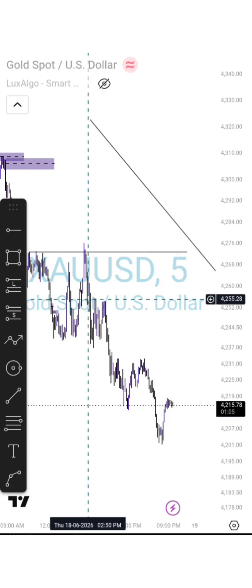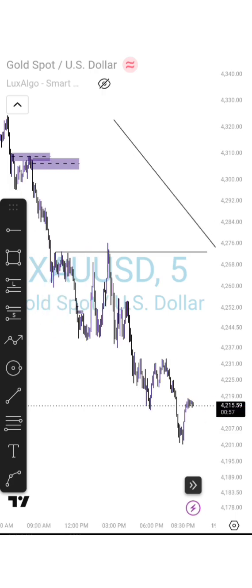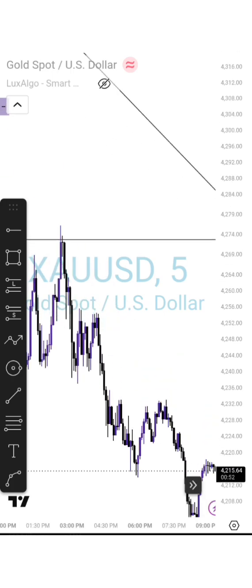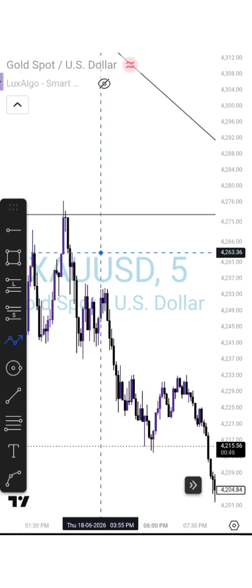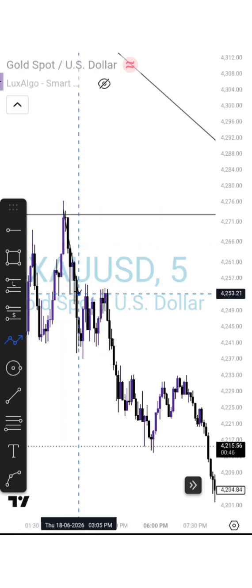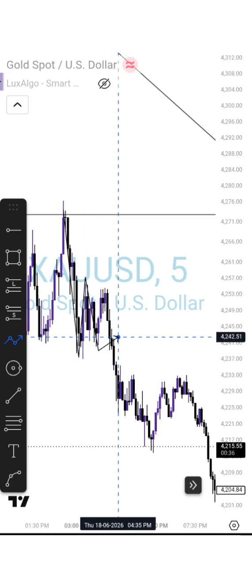Also don't forget, you should know where price is going to. We know where price is coming from, and we should know where price is going to. What we want to see is structure. We just want to follow the structure of price. This is what price has been doing.